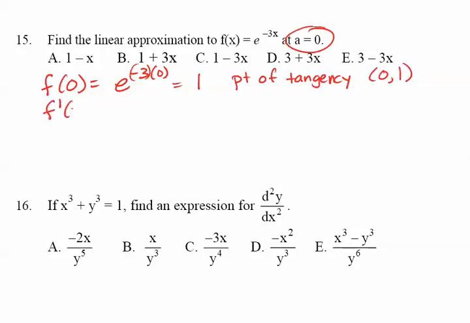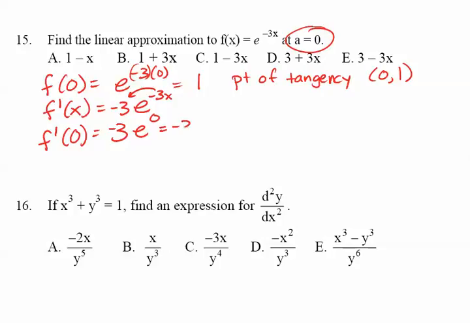And our derivative, f prime of x, the derivative of e to a glob is e to a glob. And then with the chain rule on the glob, we could bring that out in front. And then we want our specific slope to be when x is equal to 0. So negative 3e to the negative 3 times 0 is 0. So that would be negative 3 times 1, or negative 3. So our slope of our tangent line is our f prime of 0, or negative 3. So here's our tangent. That's the line we're going to use for our approximation.